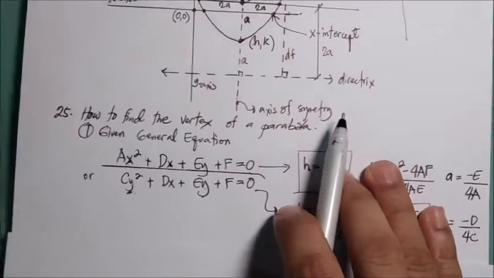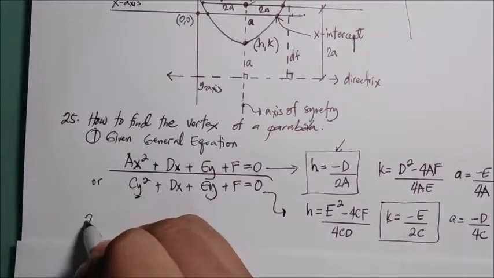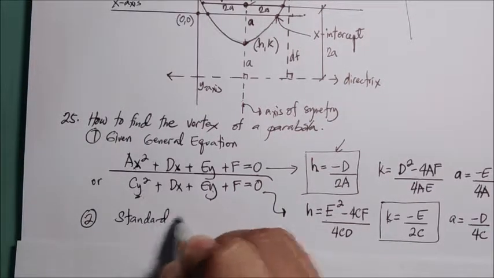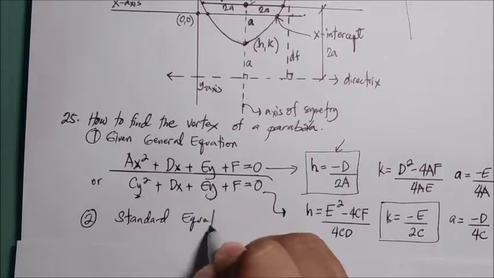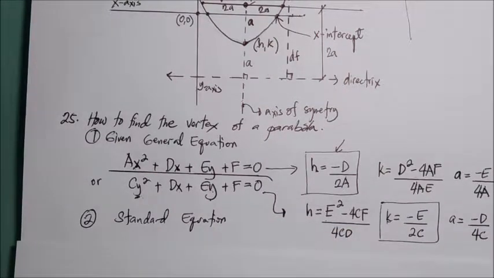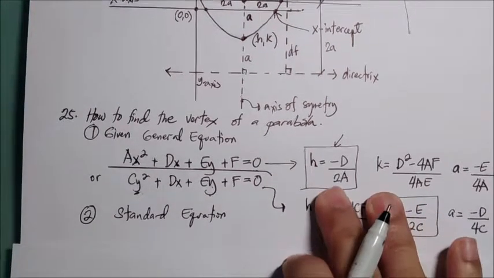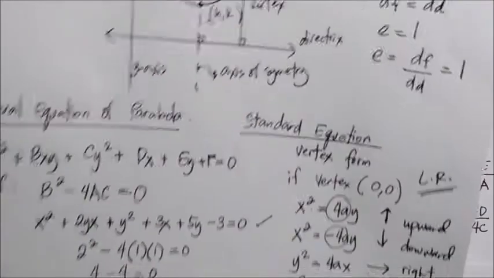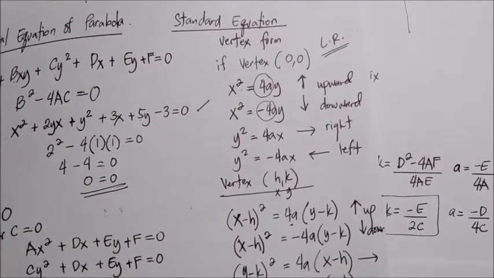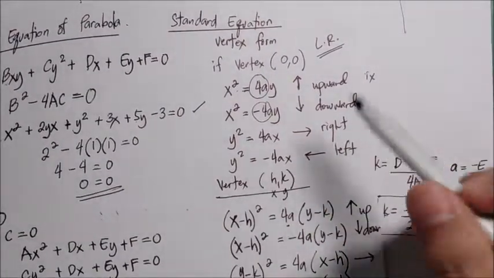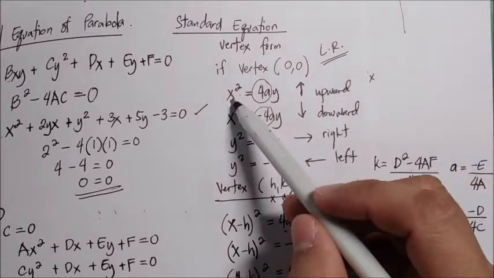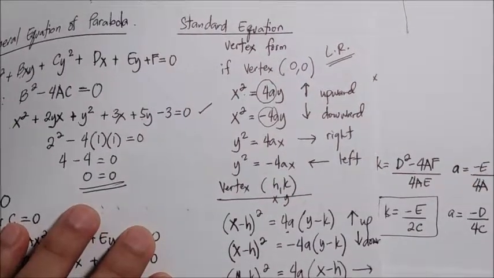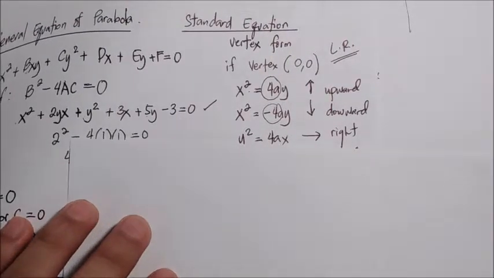That is if it is given the general equation. What if given the standard equation? If the equation of the parabola is in the standard form, I have here now the notes. I will just present it to you. Standard equation. If the form is x squared equals 4ay, the vertex is at (0, 0).